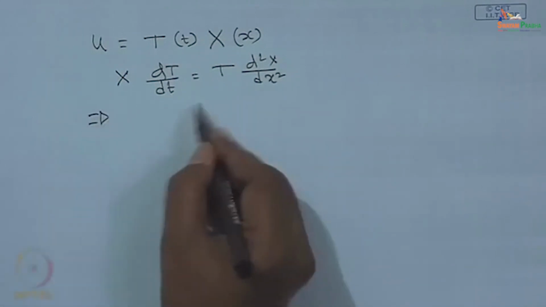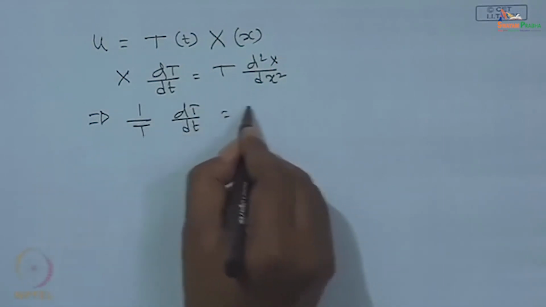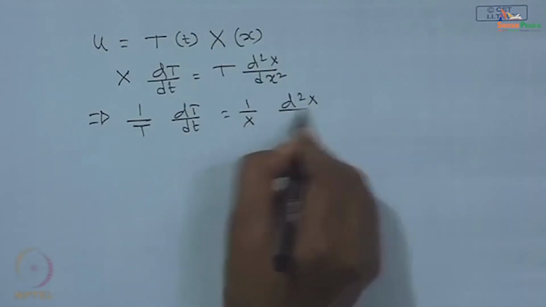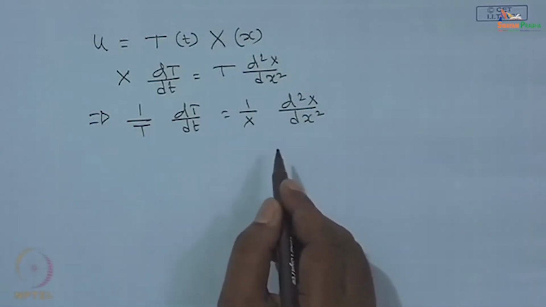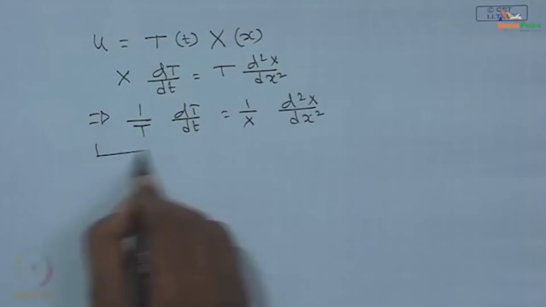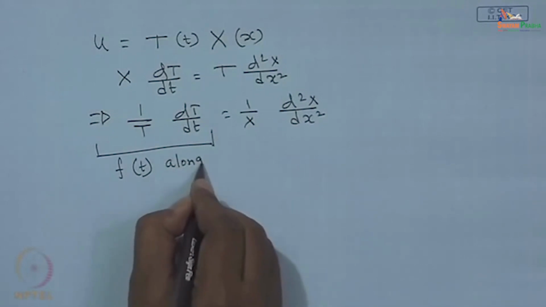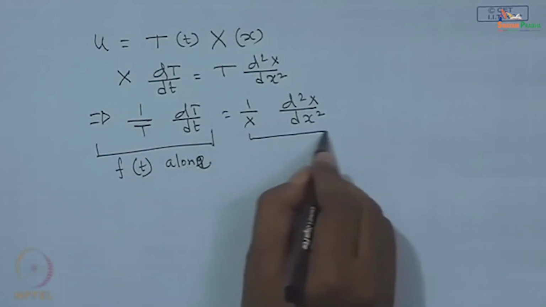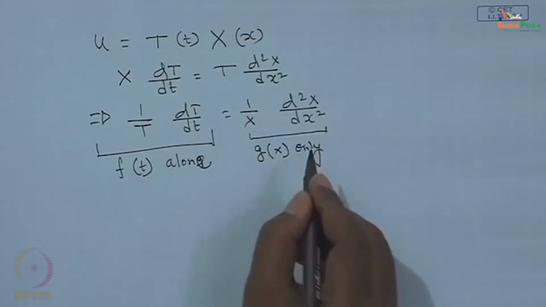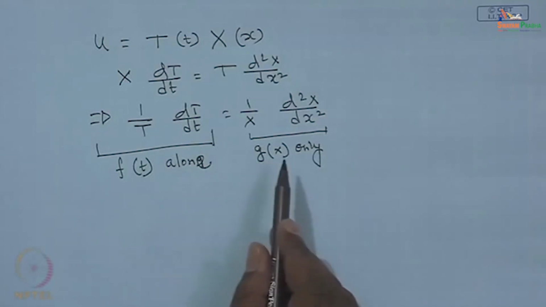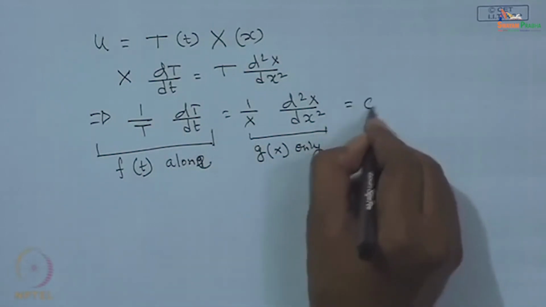Next we separate the variables: (1/T) dT/dt = (1/X) d²X/dx². Now, if you look into this equation, the left hand side is completely a function of time alone and the right hand side is entirely a function of space. So, this is a function of time alone, this is a function of space alone, they are equal and they must be equal to some constant.